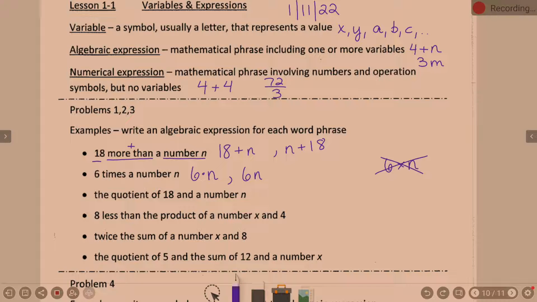Okay, and there's one other way to show multiplication, and I don't know that I'd use it in this situation, but parentheses. You could put 6 or n in parentheses. But can you do 6 parentheses? Yes, you could. Yep. So my preference here would be 6n, but I'd take any of them.